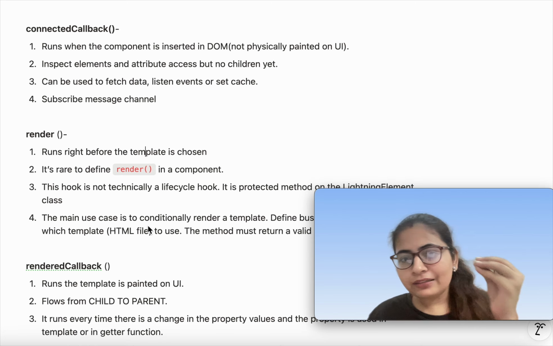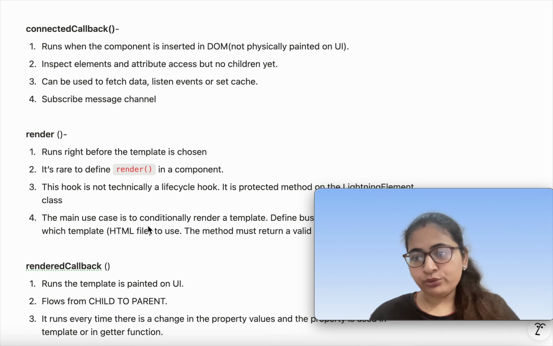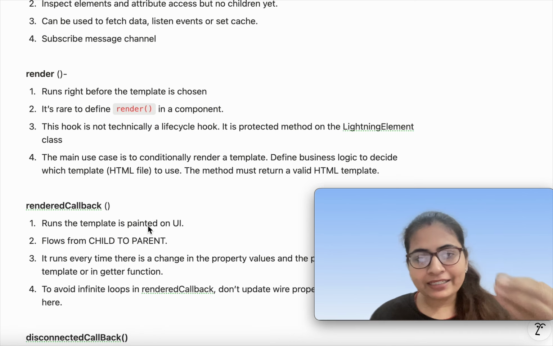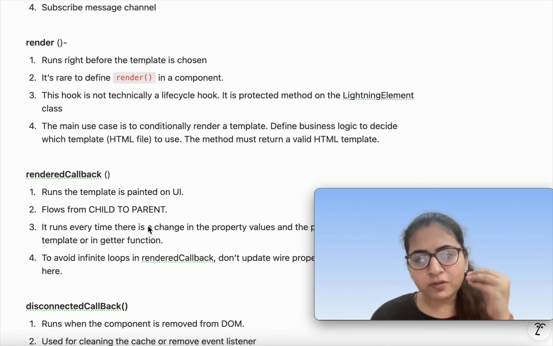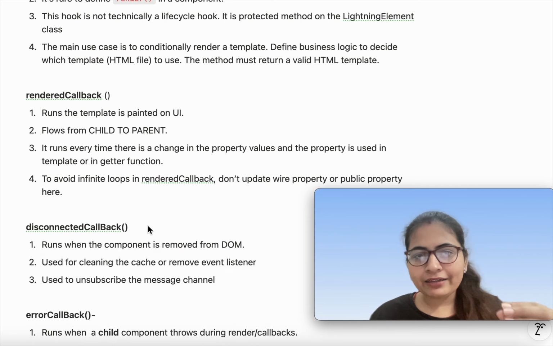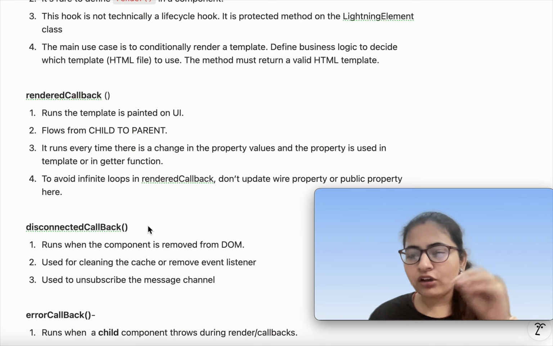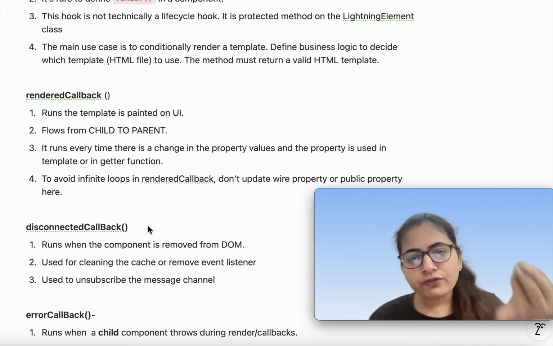Then comes the render. Render will be running based on the template which will be chosen from our HTML. It is not technically a lifecycle hook, it's just a protected method from our lightning element. Then comes the rendered callback. It runs when the template is painted on the UI. Now on the screen you will see your drawing, whatever you have created in your LWC component. It flows from child to the parent.